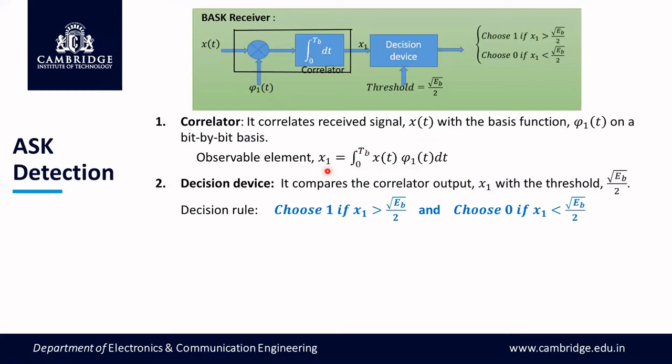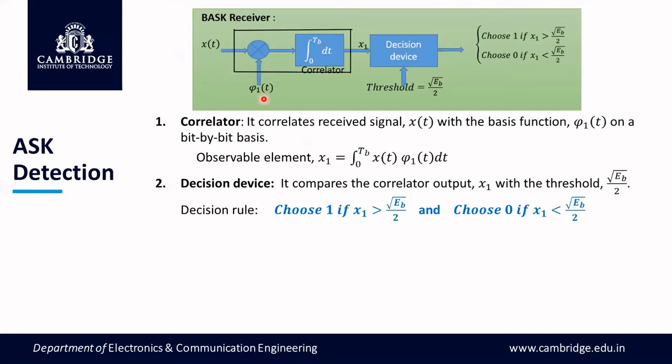The signal space diagram is given here just to show you the decision boundary at root EB by 2. So root EB divided by 2 forms the decision boundary. The two regions are called Z1 and Z2, which reside to the right and left of this decision boundary. The multiplication and integration operation is called a correlator because it correlates.